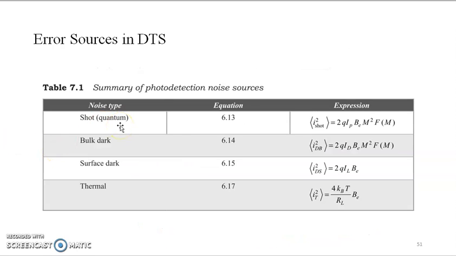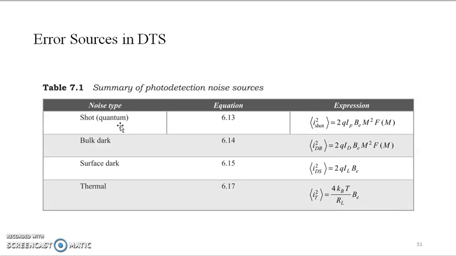Here are some equations for the noise sources. That is the shot noise. We can have twice q I_P B_e M squared F(M). If there is an avalanche photodiode, then M and F(M) come into this particular equation. If there is no avalanche photodiode, M and F(M) can be removed.